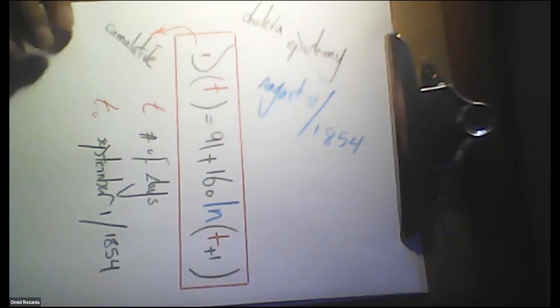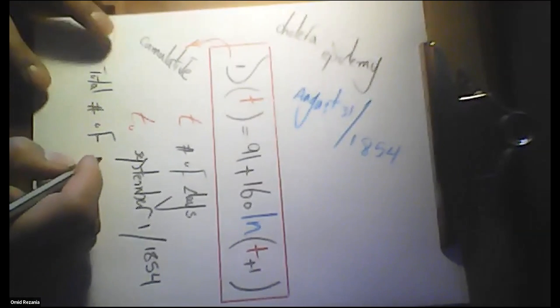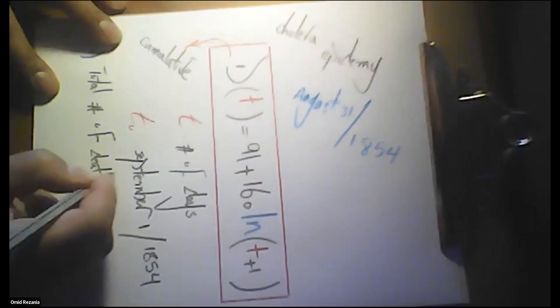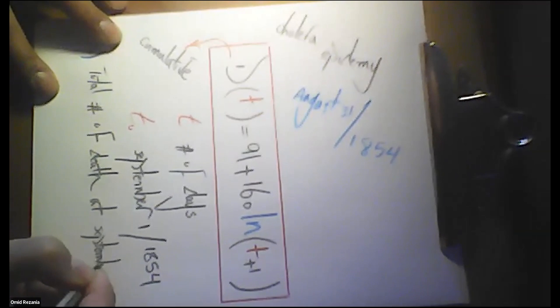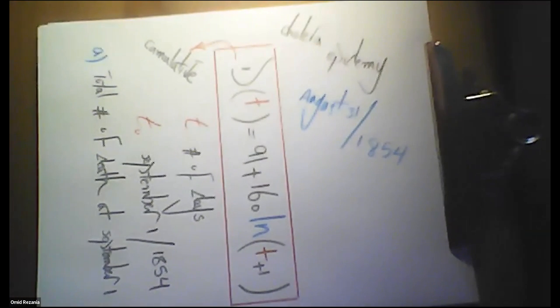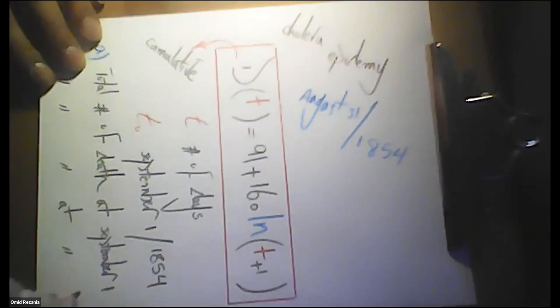Okay, now I'm going to ask you two questions. The first question is, what is the total number of deaths at September the 1st? And also, calculate the total number of deaths at, let's say, what day should I say? September 20th.